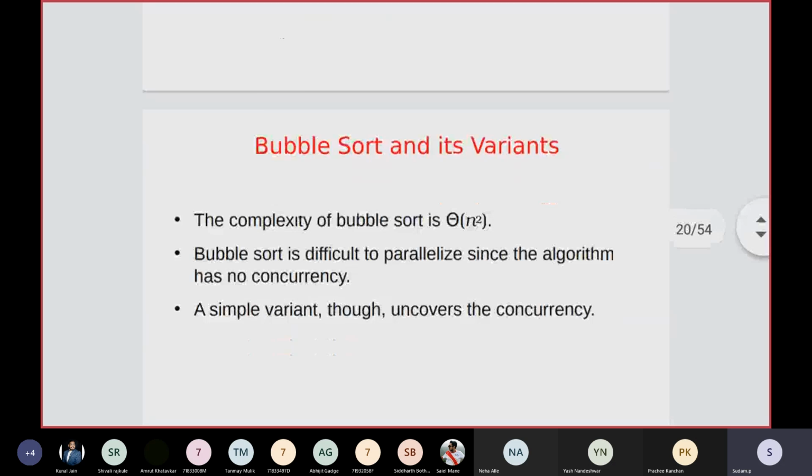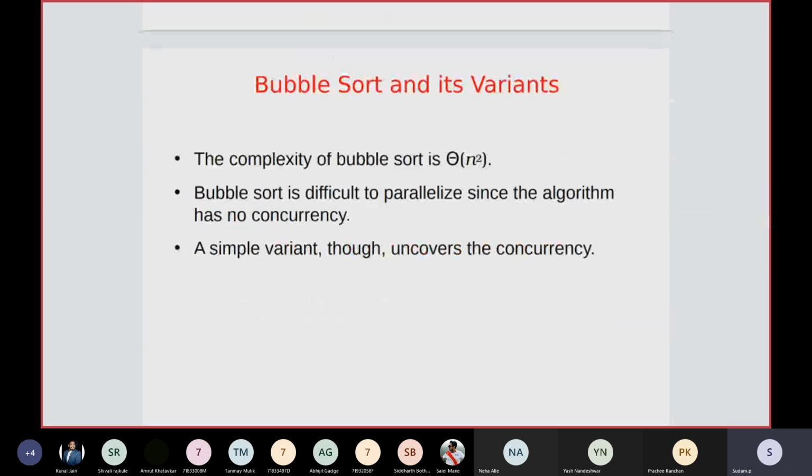And you know its time complexity also, the complexity of bubble sort, which we have seen in the last slide, is theta of n square. And this algorithm, bubble sort, is difficult to parallelize since the algorithm has no concurrency. So sometimes the question might be, why you cannot directly convert your normal bubble sort algorithm into its parallel version? Because it lacks concurrency. That's why instead of this normal bubble sort, you are using the odd-even bubble sort, which you can convert into the parallel bubble sort algorithm.